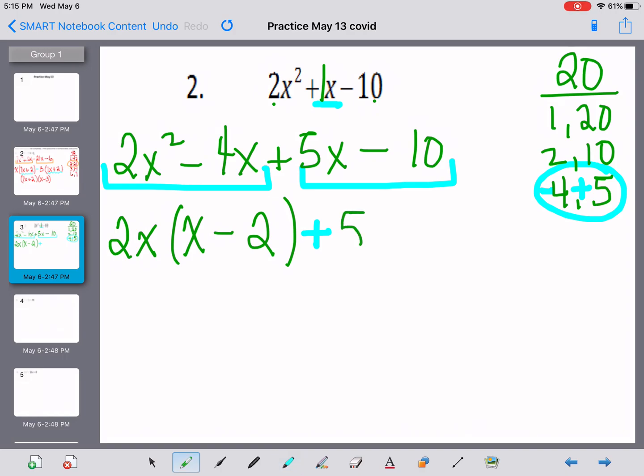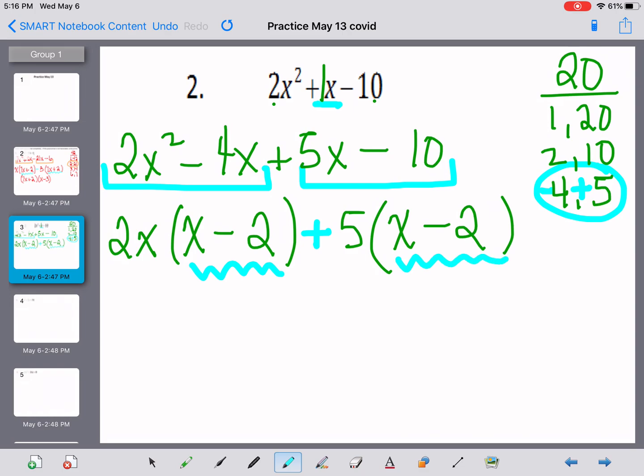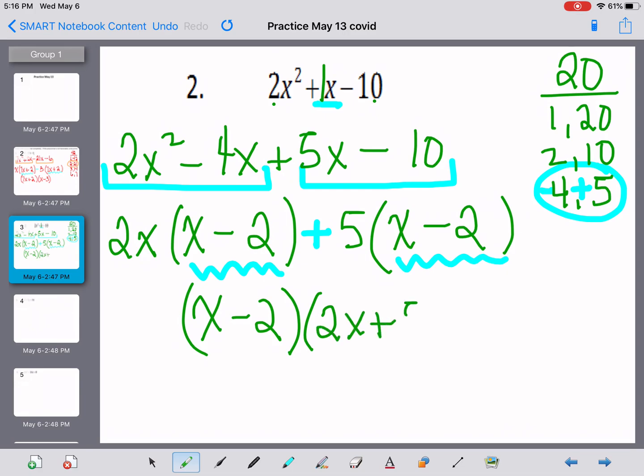Greatest common factor, the biggest number that divides into both 5 and 10, is 5. 5x divided by 5 is x. 10 divided by 5 is 2. And again, what we're looking for is these two parentheses to be the same. That's why we have to be really careful with that sign. But we get x minus 2. And then what's not the same is the 2x plus the 5.